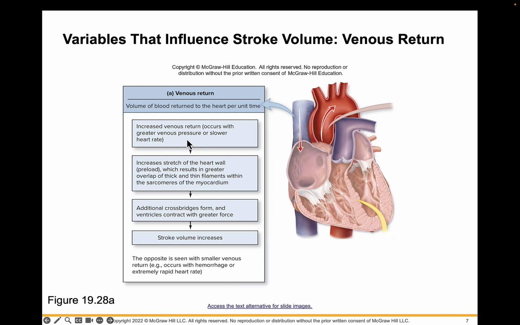And so once again, we have increased venous return, and this can happen one of two ways. It's going to be greater venous pressure or a slower heart rate, which allows for greater ventricular filling. We see a stretch of the heart, preload, and that results in more overlap of the thick and thin filaments within the sarcomere of the myocardium. Once again, we are maximizing overlap. This means we have additional cross bridges that are being formed, and this results in a much greater contractile force, resulting in an increase in stroke volume.